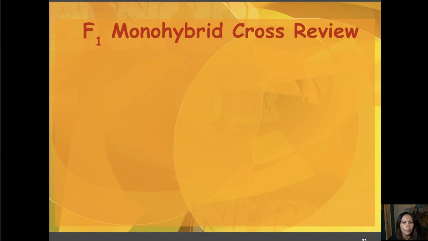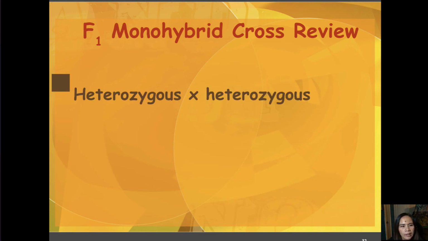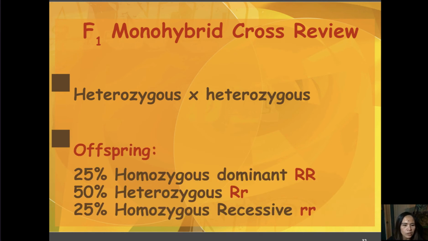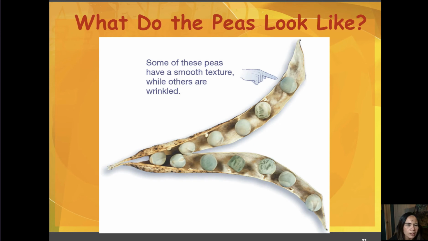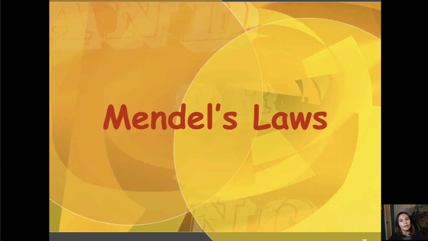Right here. So in this F1 monohybrid cross, we cross 2 heterozygous alleles, and the offspring result in 25% homozygous dominant, 50% heterozygous, and 25% homozygous recessive trait. Now, what do peas look like? Some of these peas have smooth textures, while others are wrinkled, as you can see in this example. Now, let's take a look at Mendel's laws.